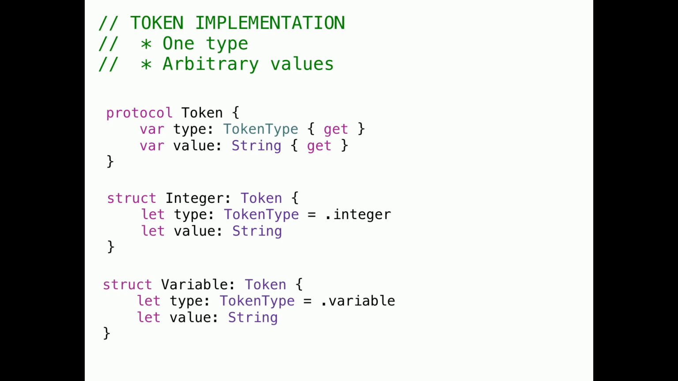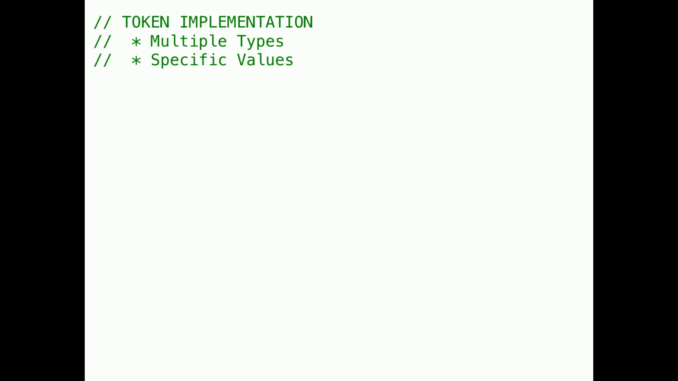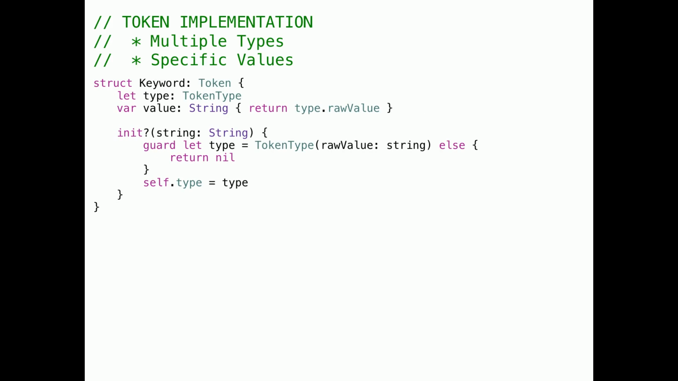Now, variable tokens have an equivalent implementation. They're always variables, but they have arbitrary values. Any string of characters or underscores is valid. And whitespace tokens and comment tokens are going to have the same properties, and so they would have equivalent implementations. Now, the second class of token are those that have multiple types but specific values. So an example here would be a keyword. So think of the end keyword. The end keyword is always represented in Bitsy by END, all caps. So every end token is going to have that value.